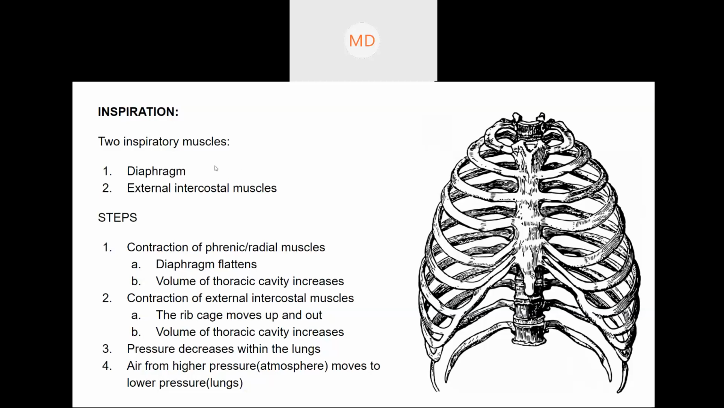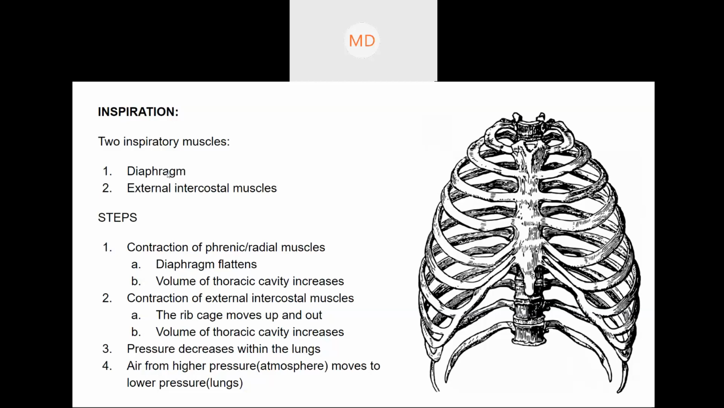So for inspiration to occur, two types of inspiratory muscles are involved. What are the two types of inspiratory muscles? They are the diaphragm and the external intercostal muscles. One is the diaphragm, one is the external intercostal muscles.